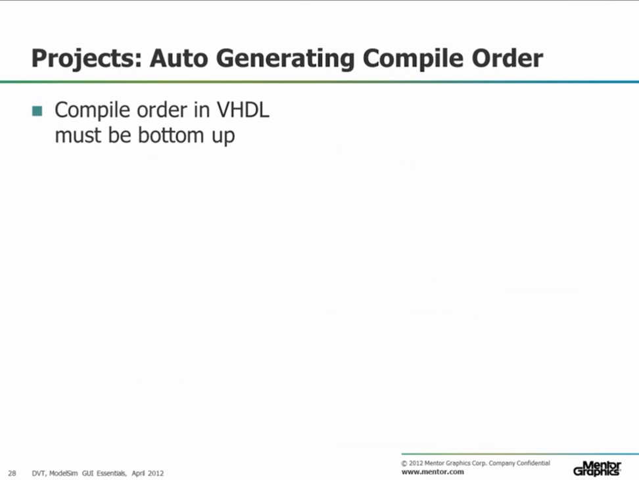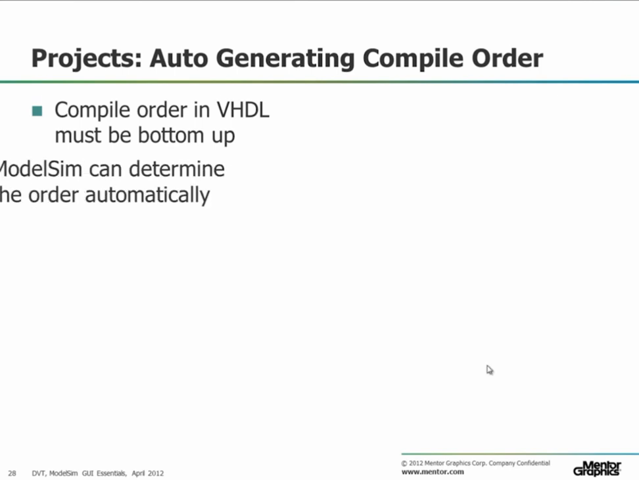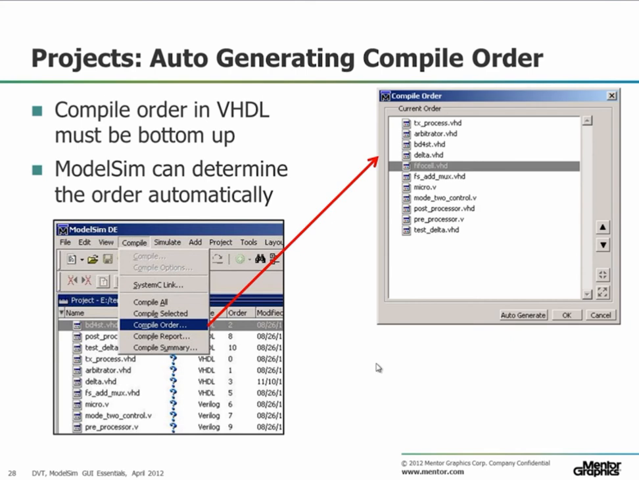VHDL has something called compile order. You need to know the order of the files in order to compile them. That is because the LRM says I cannot compile an architecture that instantiates an entity, or a component, before I've compiled the entity for that component. So that means I need to compile basically bottom up with VHDL.